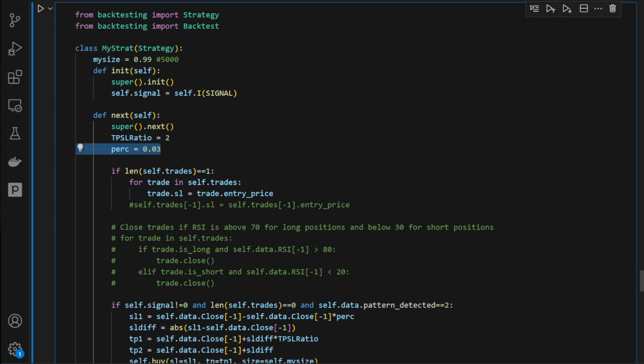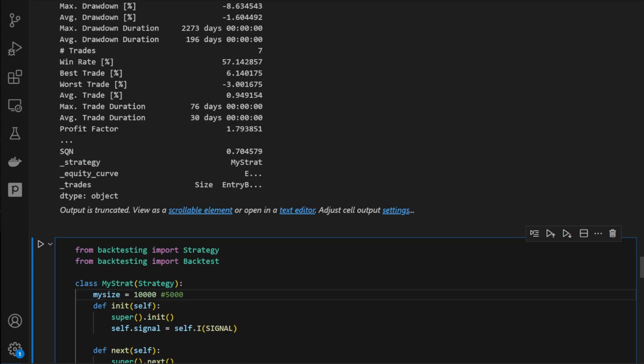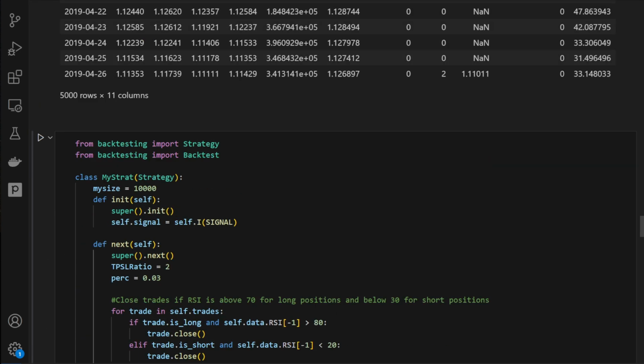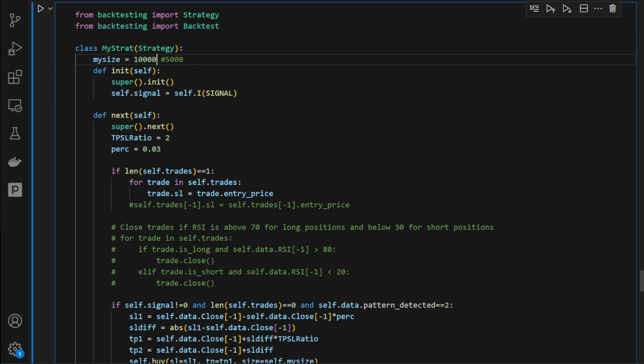Using the percentage again, the variable percentage, just like we have done before, I'm going to replace the size just to be able to compare with previously. We used a size 10,000 as a beginning right here. So we're going to use exactly the same here.